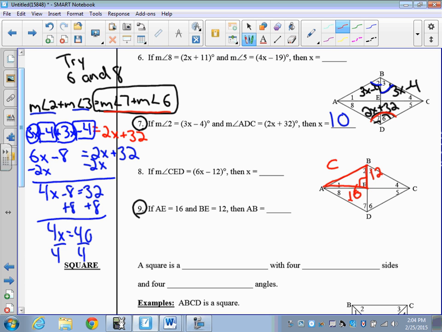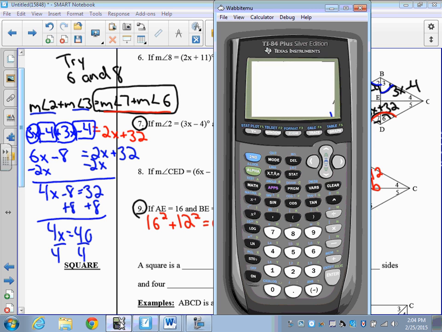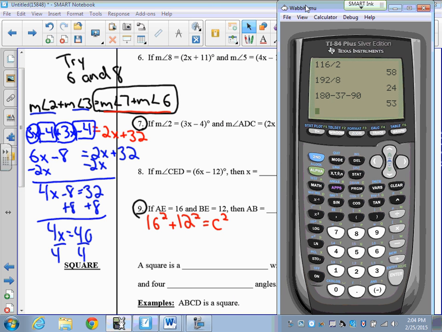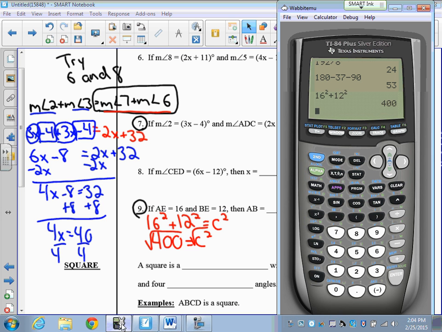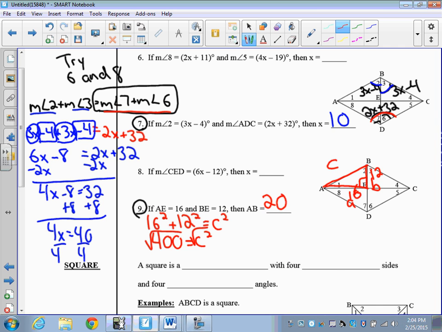We should be seeing that we have a squared plus b squared is equal to c squared. So we have 16 squared plus 12 squared is equal to c squared. We put that in our calculator. 16 squared plus 12 squared is 400. Take the square root of it. So second square, 20. So AB is going to be equal to 20.